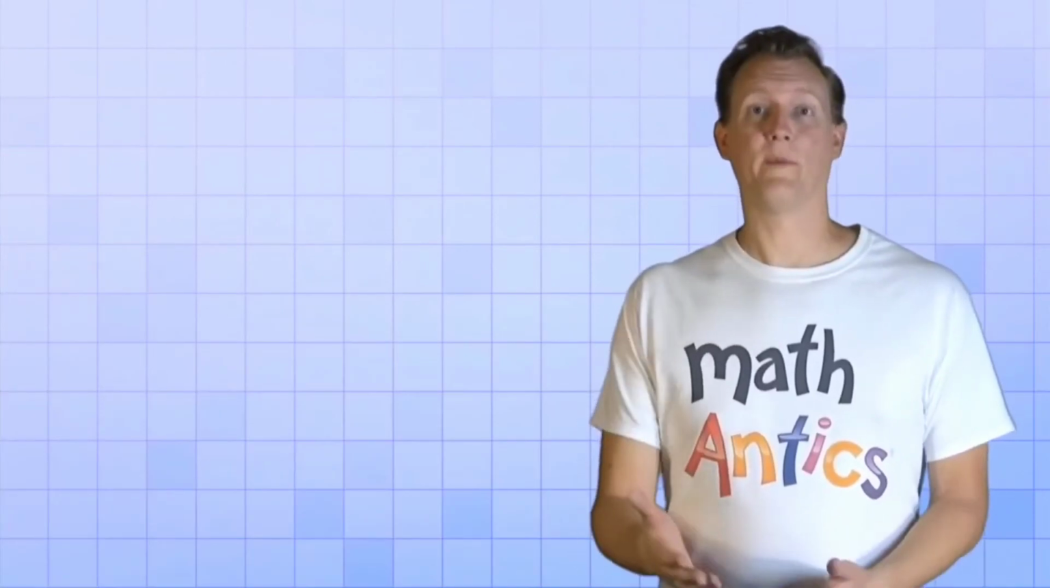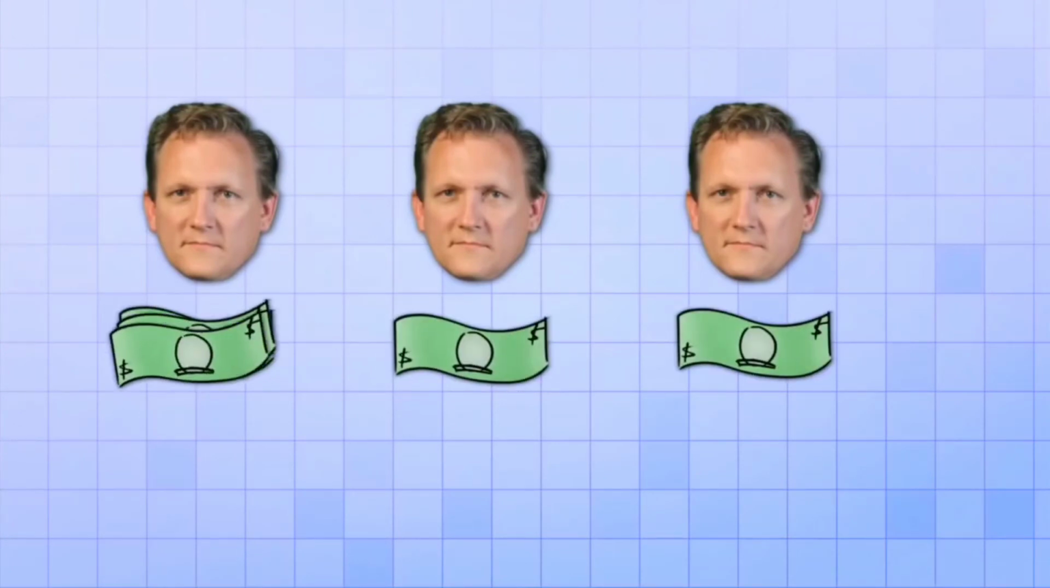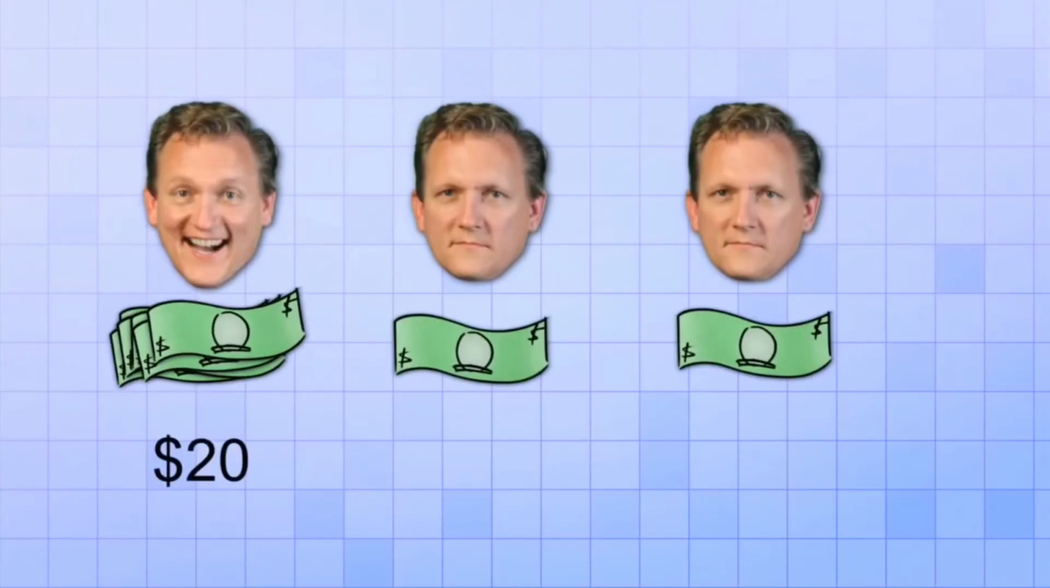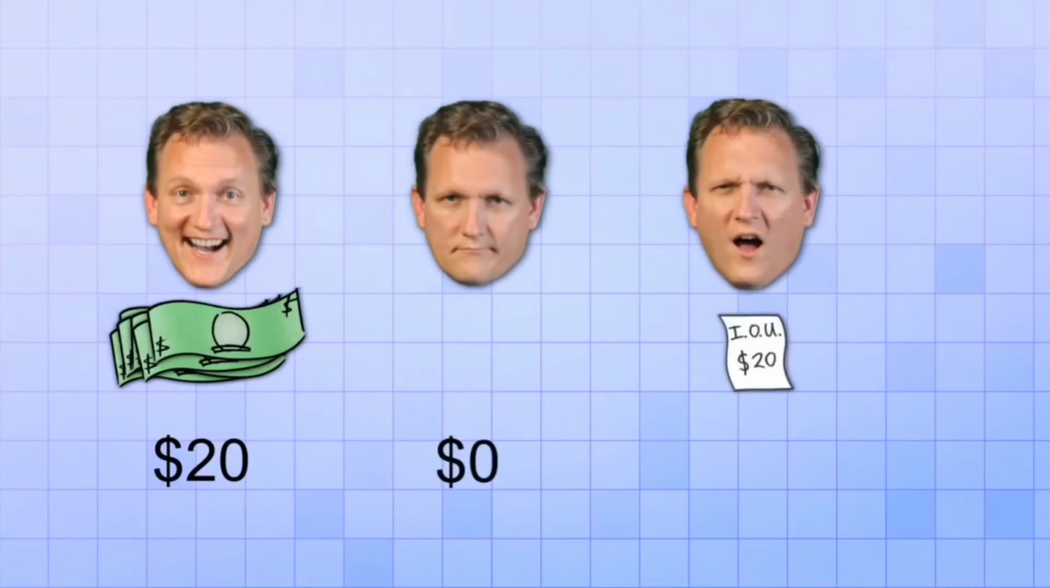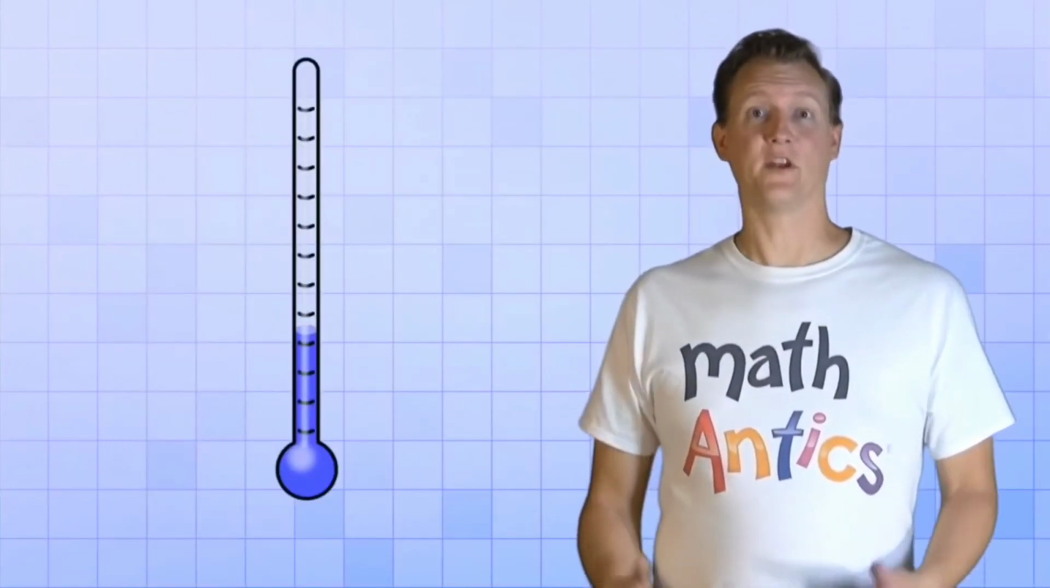Or, what about an example with money? Suppose there's 3 brothers who each have a different amount of money. The first brother has $20, the next brother has $0, and the last brother actually owes his dad $20. What number do we use to represent how much money he has? Yep, -$20. And temperature is another great example.